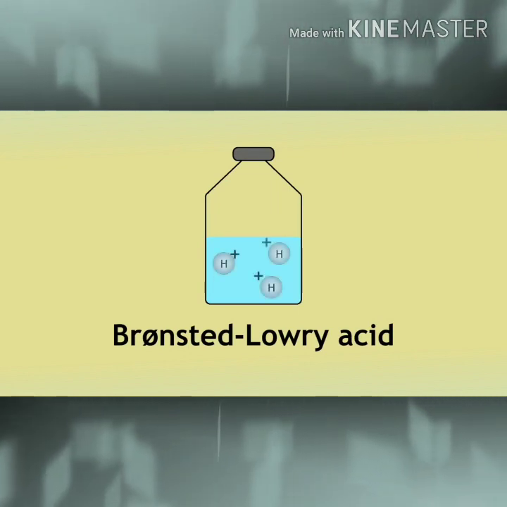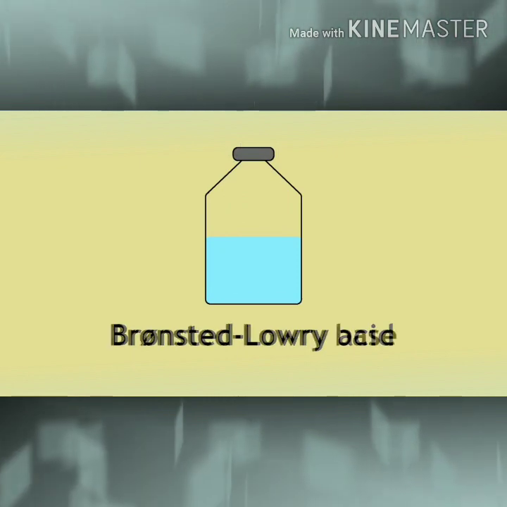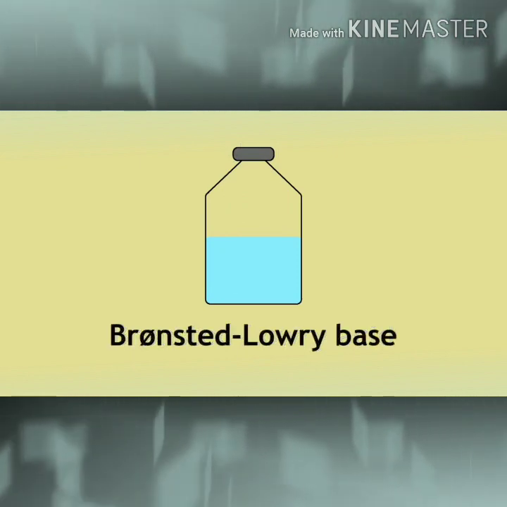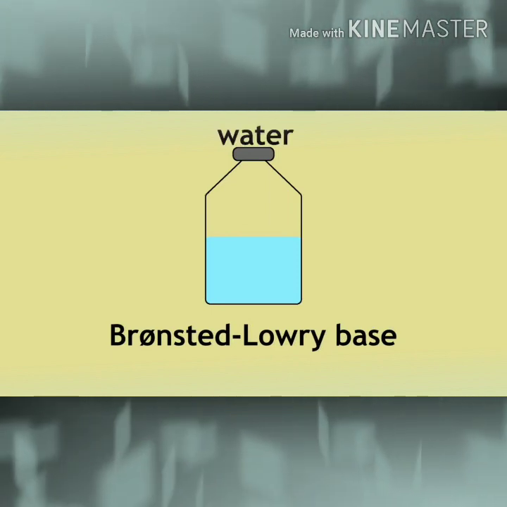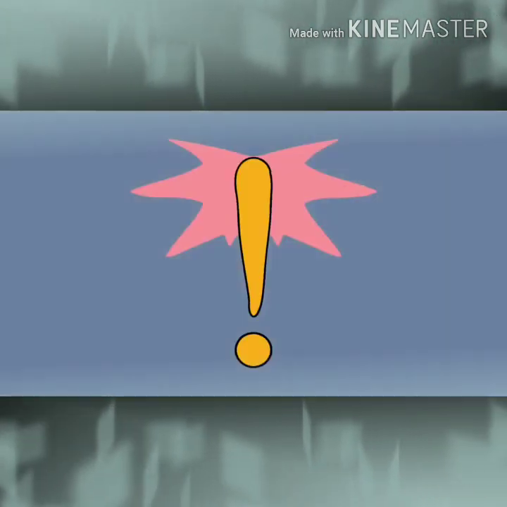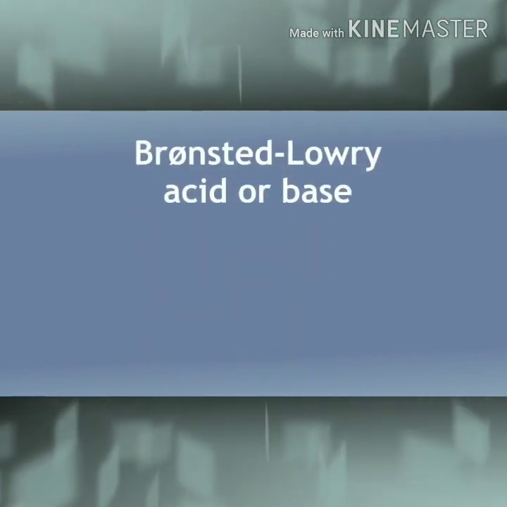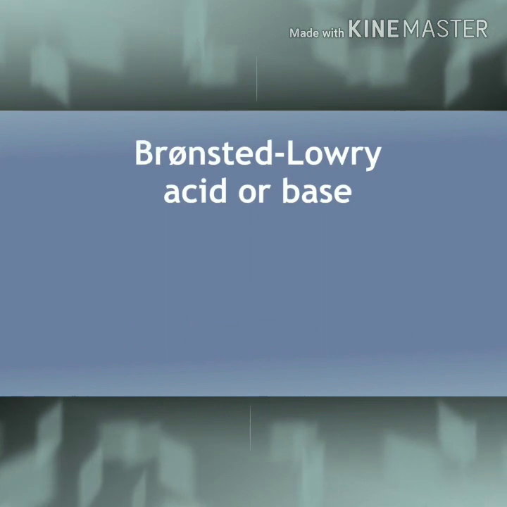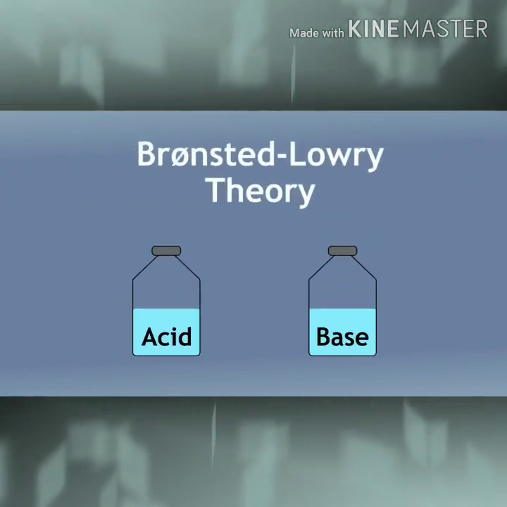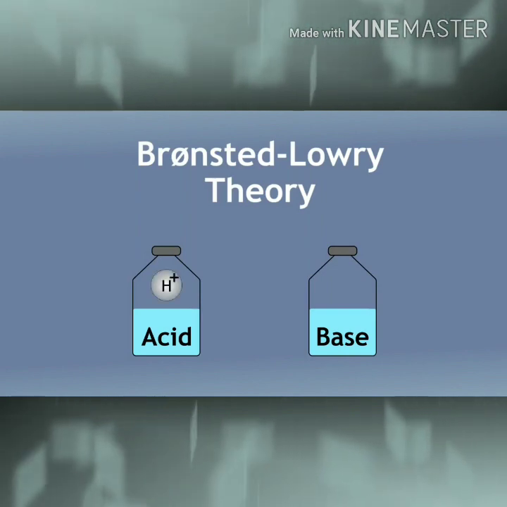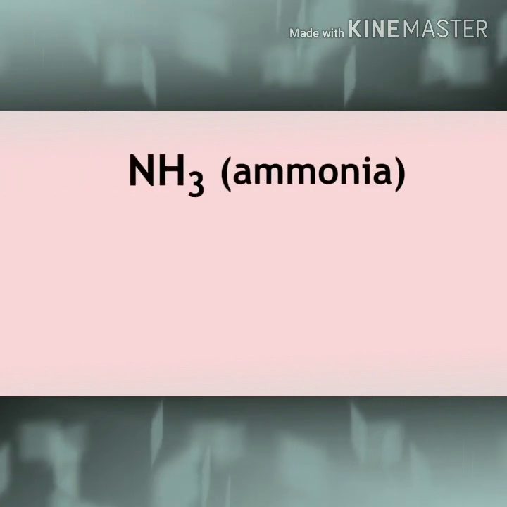According to Bronsted-Lowry acid-base theory, an acid is a substance which can donate a proton, I mean a proton donor. For example, you can take hydrochloric acid. A base is a proton acceptor, for example water. We'll notice that the definition of Bronsted-Lowry acid-base theory is not a function of pH. An acid-base reaction, according to Bronsted-Lowry theory, involves the transfer of a proton from one substance to another substance.